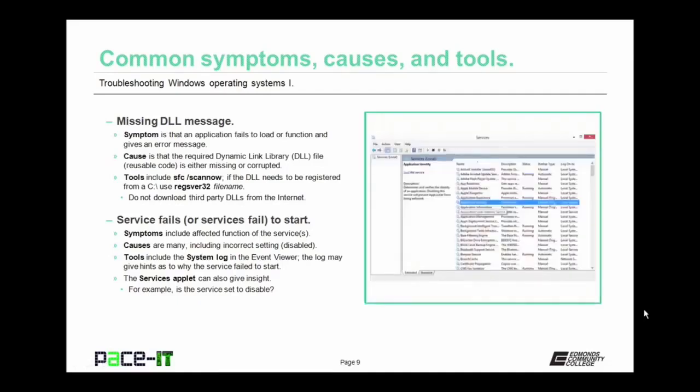Another symptom that we need to discuss is when services fail to start. The symptoms are that some function is affected because the service hasn't started. There are several things that can cause this. The leading cause is that the service that is needed has been set to disabled. You can check the system log in the Event Viewer to see if you can get any hints as to why the service failed to start. Or you can use the Services applet. This can also give you insight on the service's behavior. Has it been set to run automatically, or is it in the disabled state?